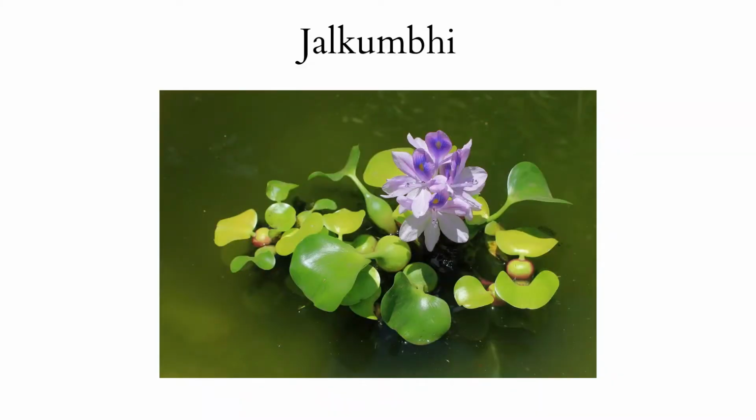The next herb is Jalkumbi, which is also known as Pistia stratiotes, an aquatic plant floating on the lakes, streams and ponds all over India. It balances thyroid hormone and actually increases the iodine level in your body. And iodine and selenium levels are extremely important for balancing the higher thyroid levels in your blood.